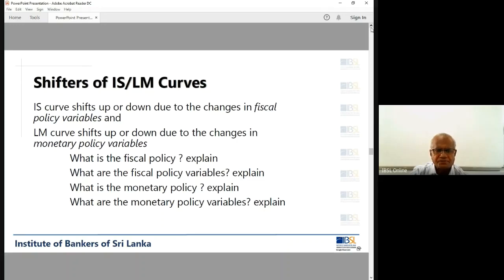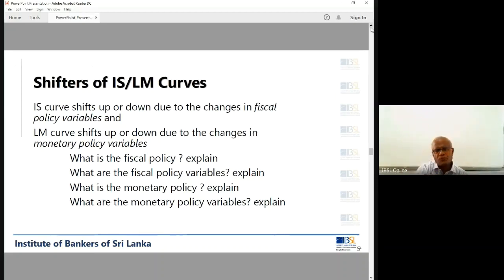Now this is the one: fiscal policy, shifters of the IS and LM curves. Today's lesson starts from here. The IS curve is a downward sloping curve. It shifts up or down. You are on the IS curve, and it shifts up or down. Sometimes it shifts right or to the left.